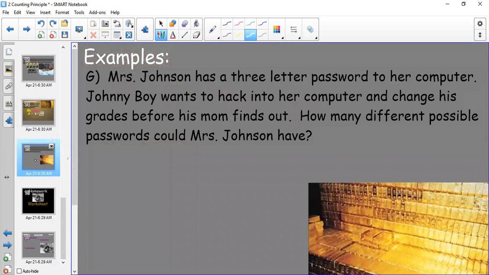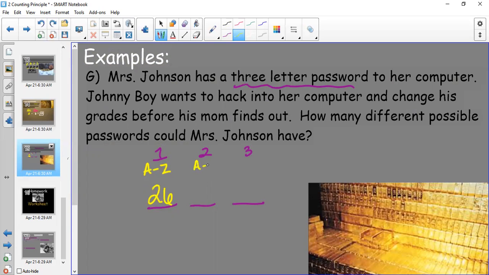All right, last one. This is kind of a tricky one. Mrs. Johnson has a 3-letter password to her computer. Johnny boy wants to hack into her computer and change his grades before his mom finds out. How many different possible passwords could Mrs. Johnson have? All right, it has to be 3 letters. Okay, so we have 3 blanks here, 3 events. And each event, I'm going to call this event 1, 2, and 3. Each event has to have a letter, so A through Z. If you know your alphabet, you know that those are 26 options.